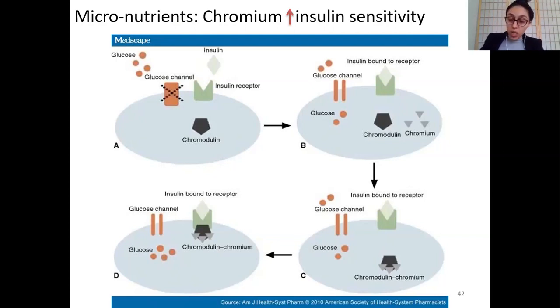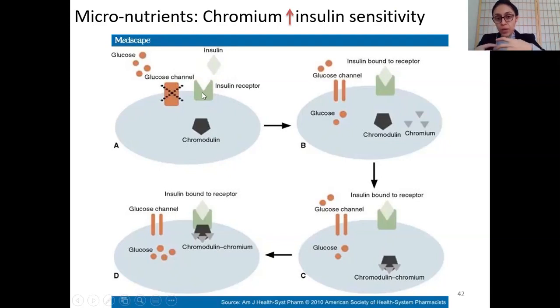Now what is the role of chromium? This is just the normal thing. When you have glucose in the blood, these are the glucose channels, meaning they are like gates. These gates open, and then glucose enters into the cell. When will these glucose channels or gates open? When you have the insulin. This diamond shape is the insulin.